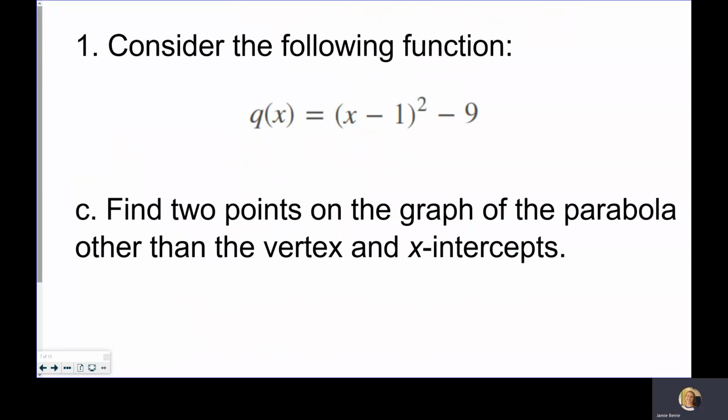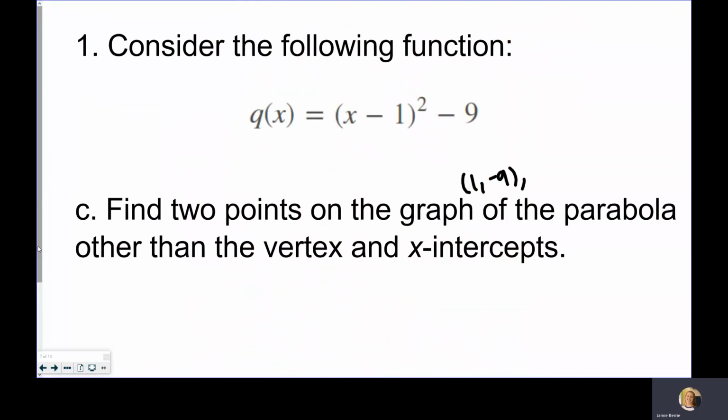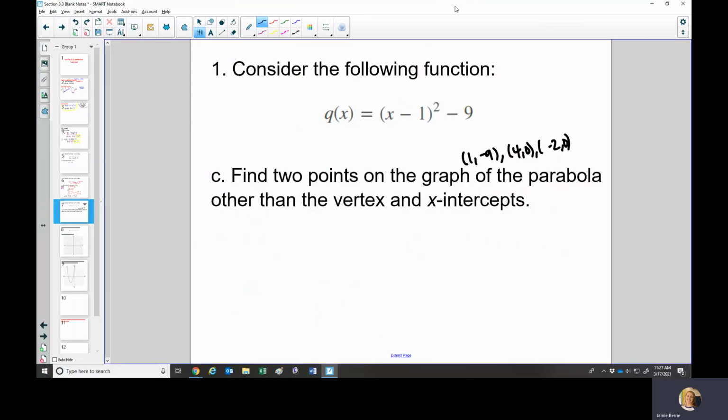Next, it says find 2 points on the graph of the parabola other than the vertex and the x-intercepts. Just to remind you what those points were, we had 1, negative 9, and then 4, 0, and negative 2, 0. We're going to do this on our calculator just to save us a little bit of work. So I'm going to pull up my document camera.